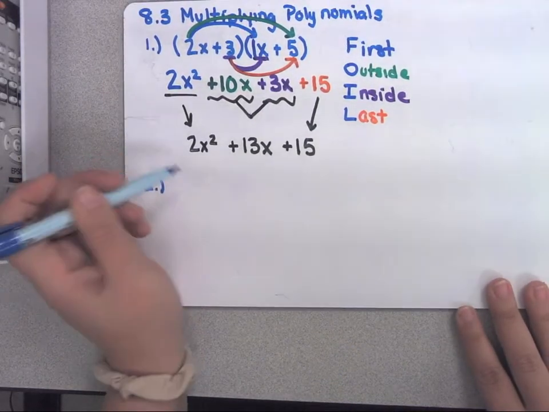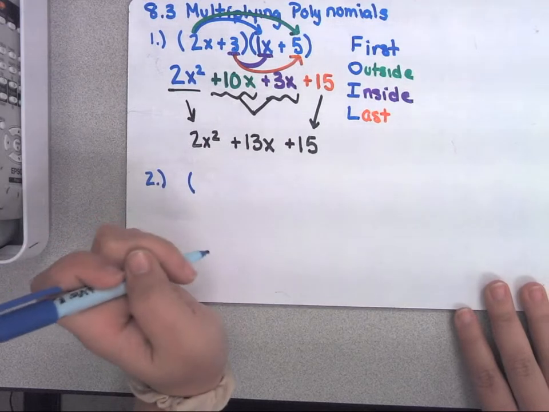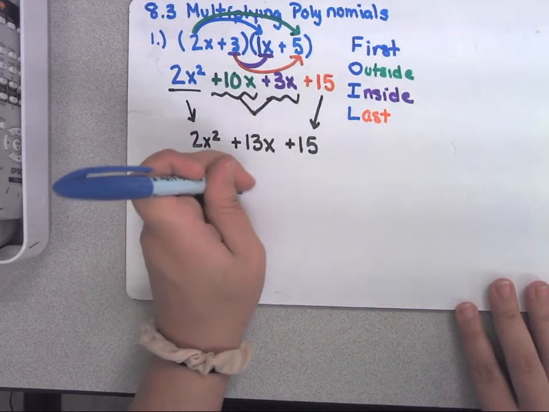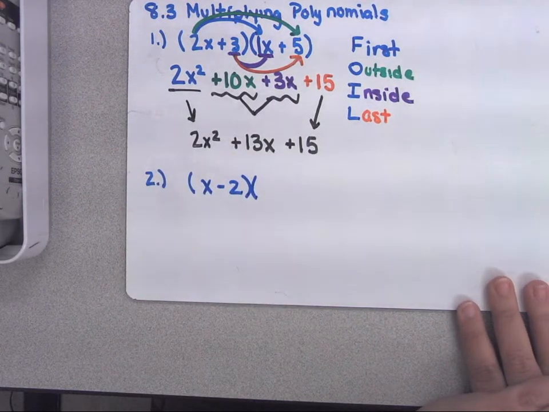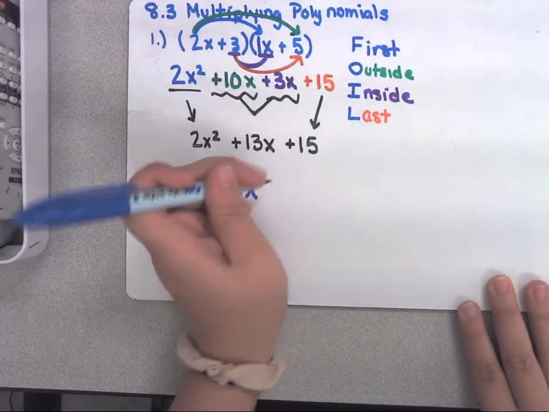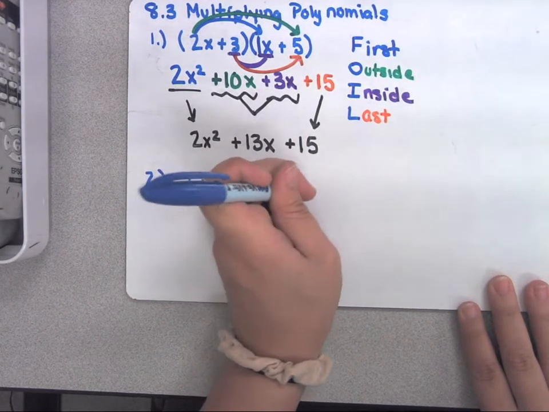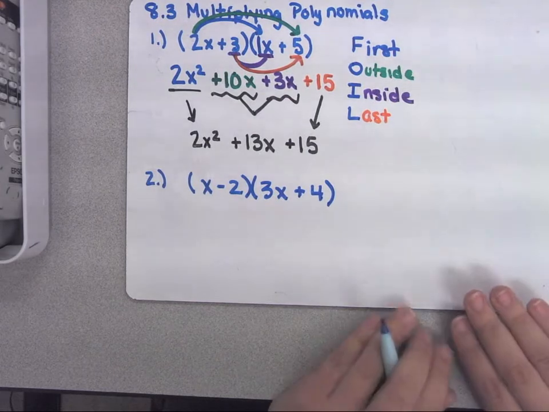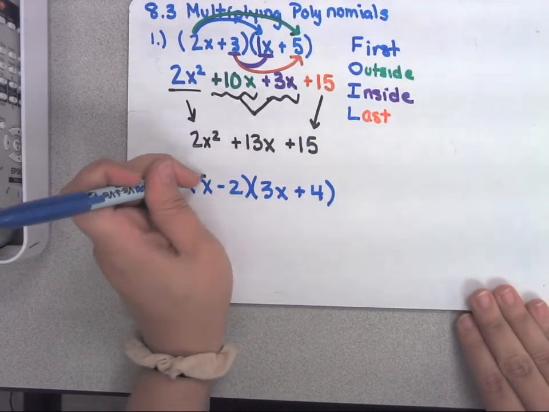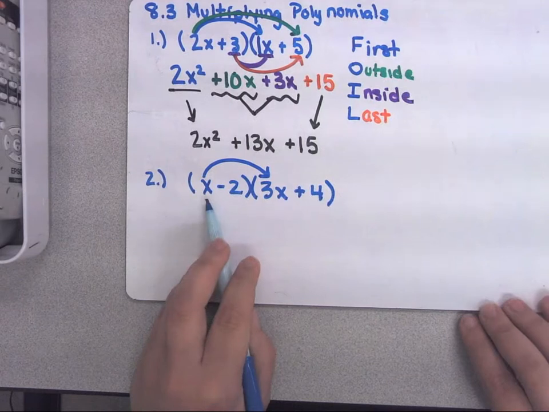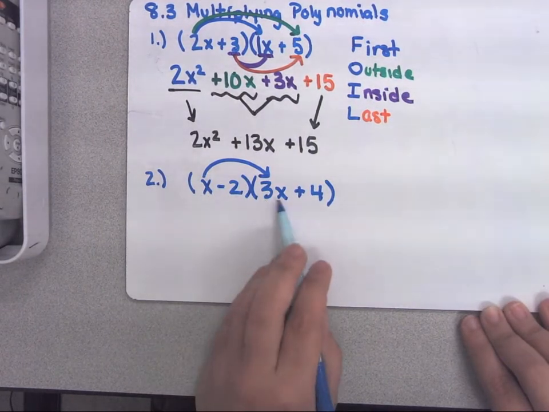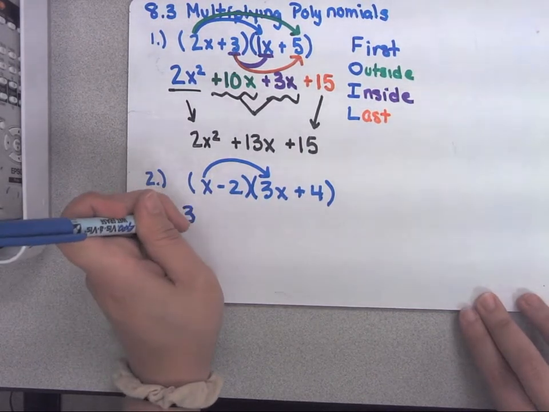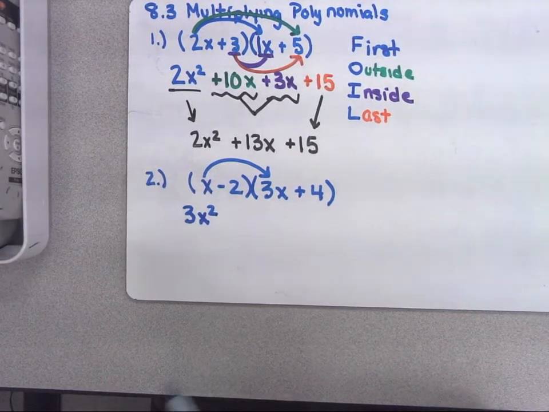Okay. I always leave myself room so I can draw my lines. So how about x minus 2 is my first set of parentheses. Second set is 3x plus 4. Okay? First one times first one. X, which is 1x, times 3x turns into what? 3x squared. Correct.